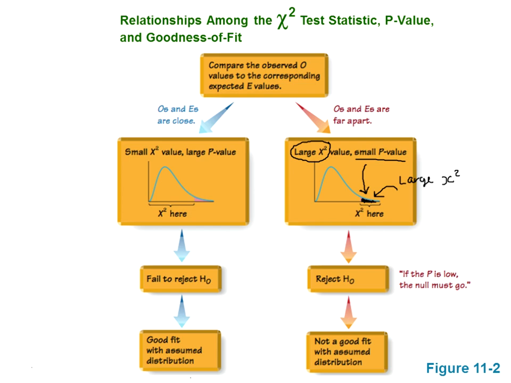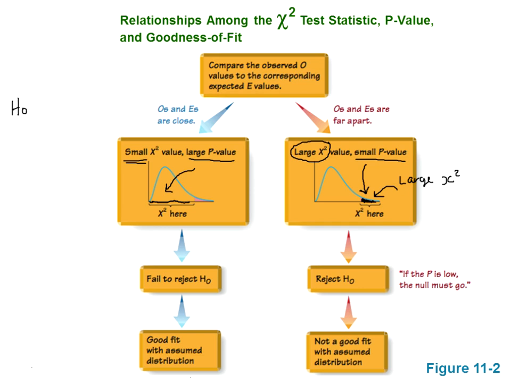But if your O's and your E's are close, that's going to give you a small chi-squared. And the small chi-squared is going to be somewhere to the left. And of course, if you look at that entire area, that area is large, and that's your p-value. So if your p-value is large, you're going to fail to reject the null hypothesis.